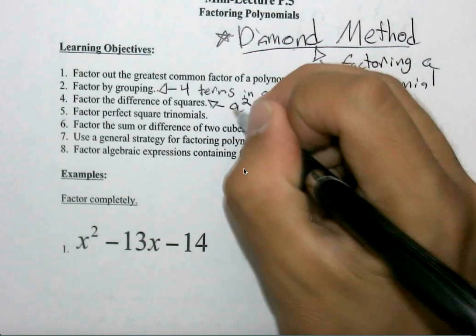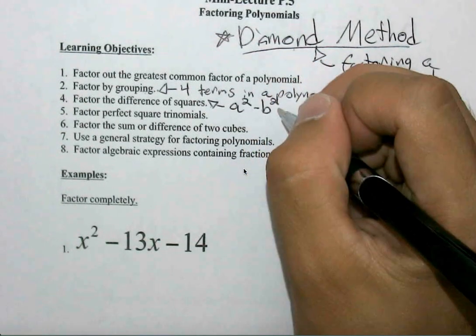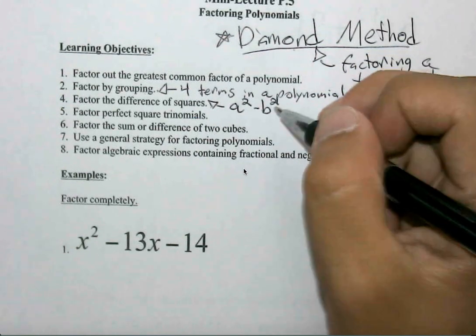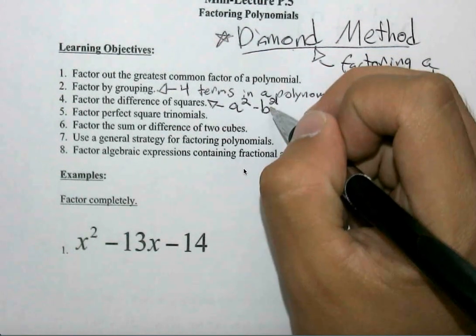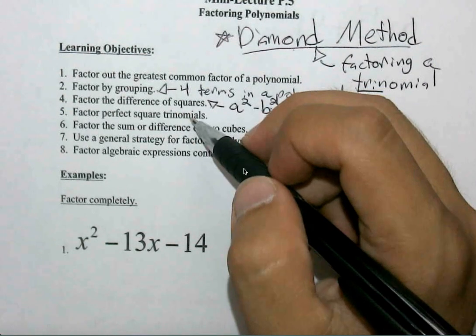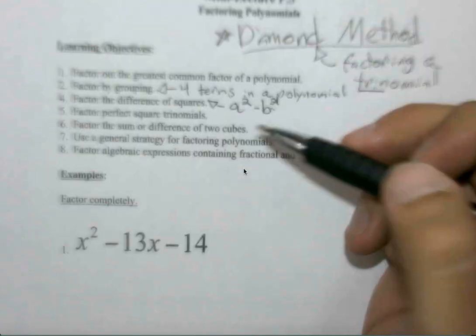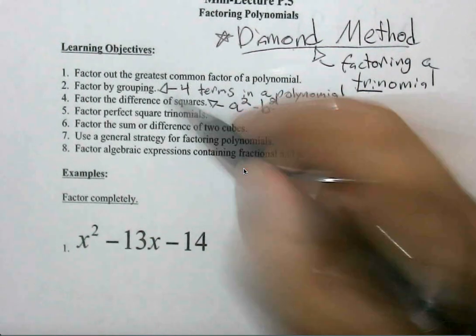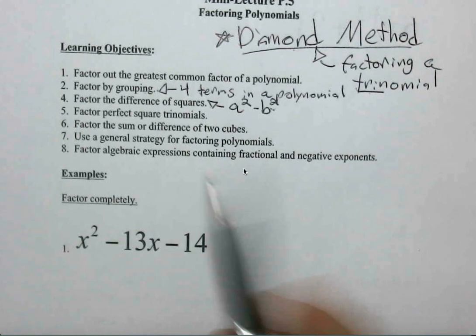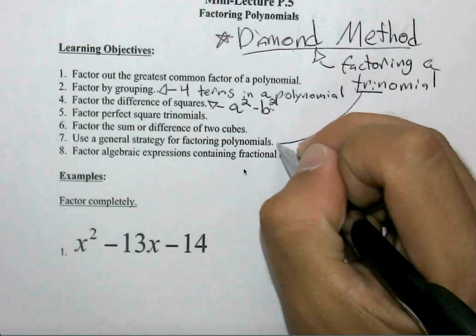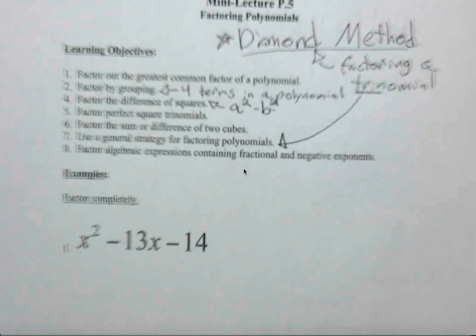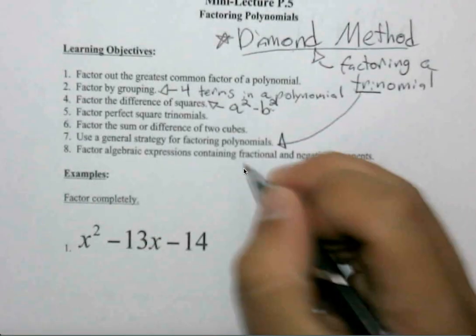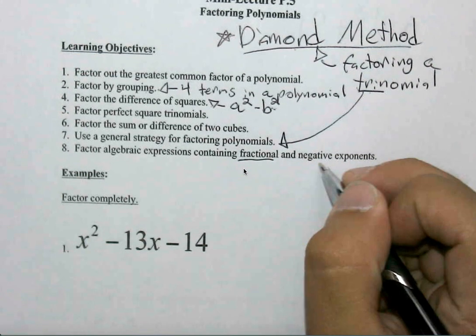but one term is being squared, usually x squared, and there's another term that was squared. Sometimes this number is 16 or 81, some number that's a perfect square. Perfect square trinomials, we'll see those too. Sum or difference of 2 cubes, which kind of ties into example 4. General strategy for factoring polynomials. This is most likely going to be diamond method, unless I say otherwise. Factoring algebraic expressions containing a fraction. I don't think we see too much with negative exponents in this.